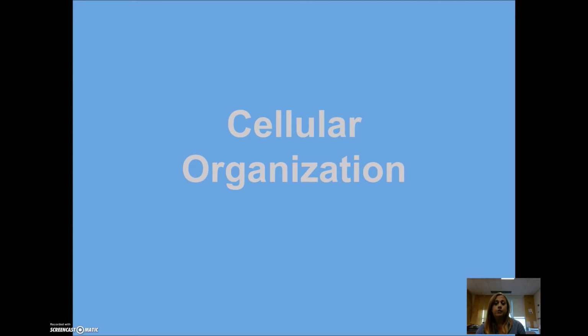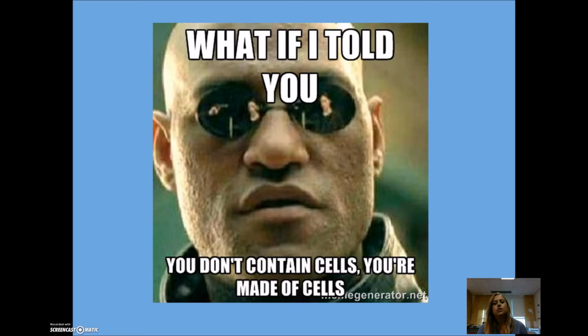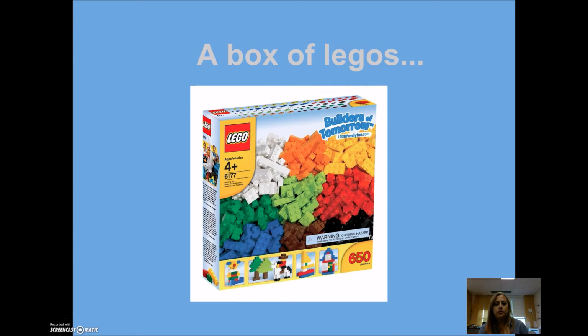We're going to continue moving on with our chapter, and we're going to talk about cellular organization, so how cells are organized in a meaningful way that allows for their survival. So what if I told you that you don't contain cells, but you're actually made of cells? This is a big misconception that people have. You hear a lot of people say that you contain trillions of cells, when in reality, you are actually made up of trillions of cells. And this is a pretty big distinction.